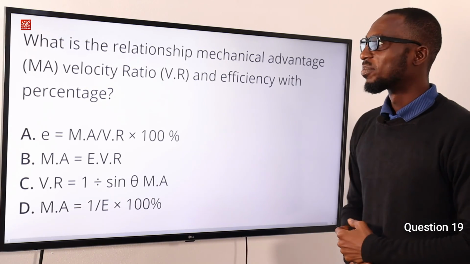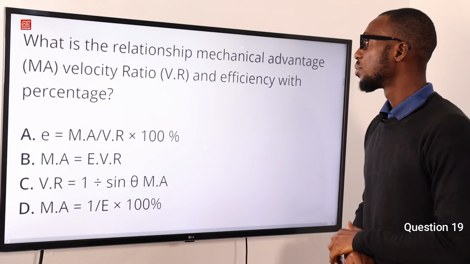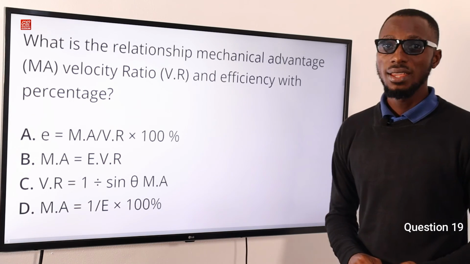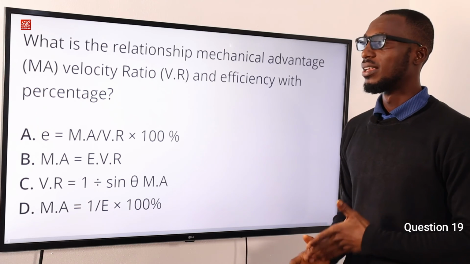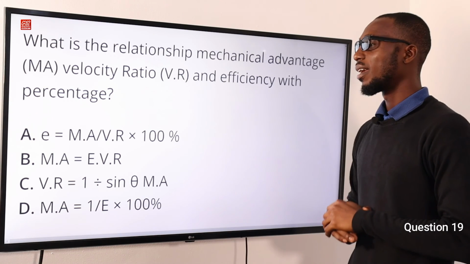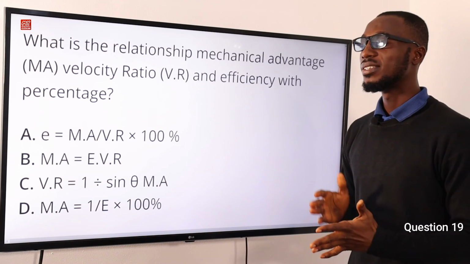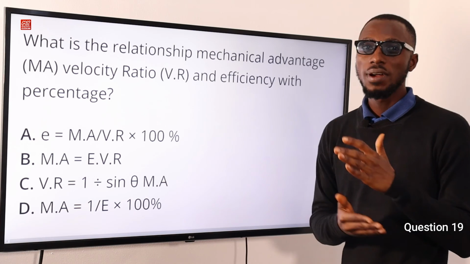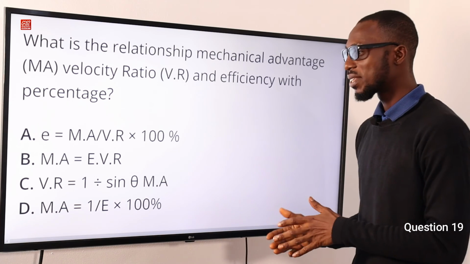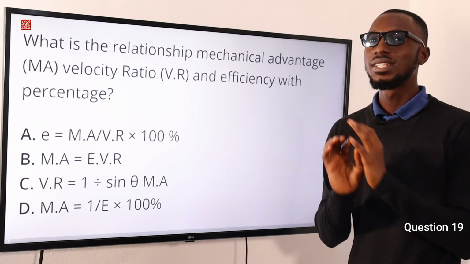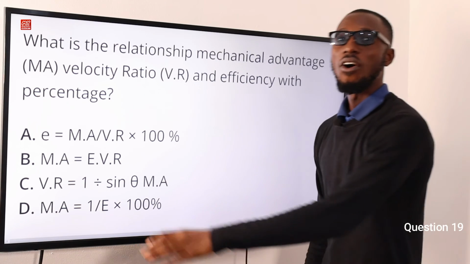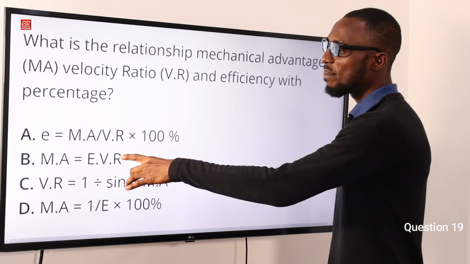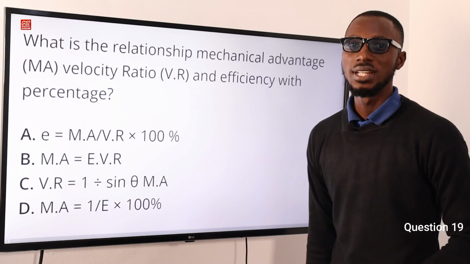Number 19. What is the relationship between mechanical advantage MA, velocity ratio VR, and efficiency in percentage? Efficiency equals mechanical advantage over velocity ratio times 100%. You can say E equals MA over VR times 100%. So the correct option here is option A, E equals MA over VR times 100%.